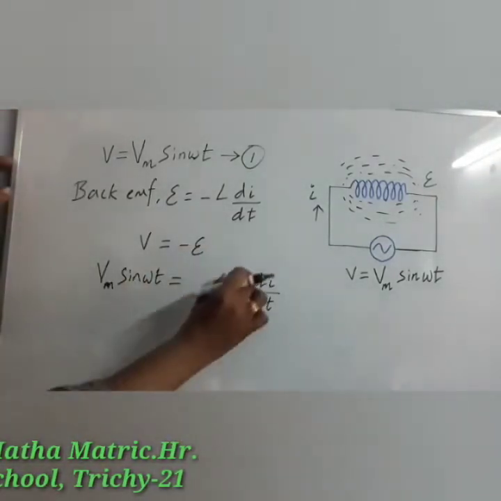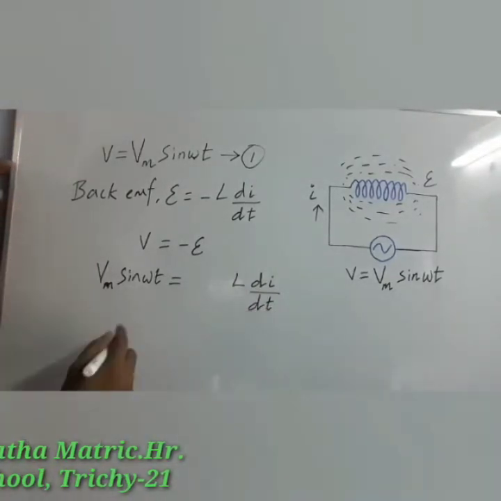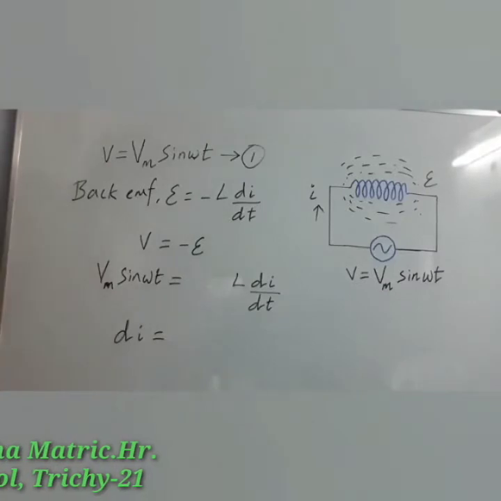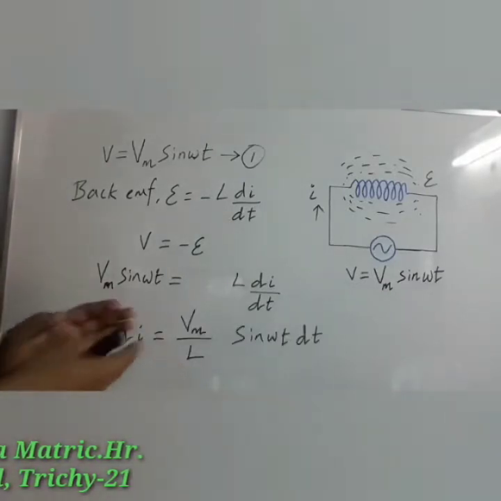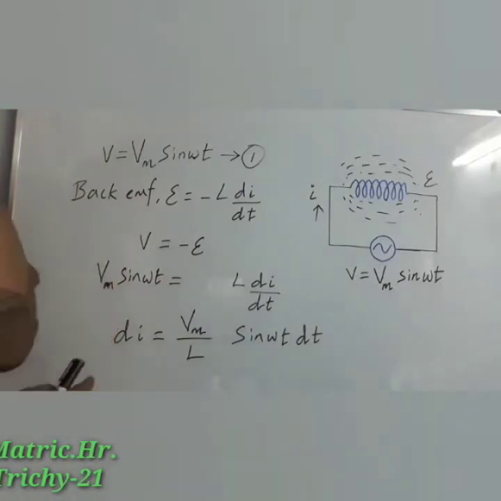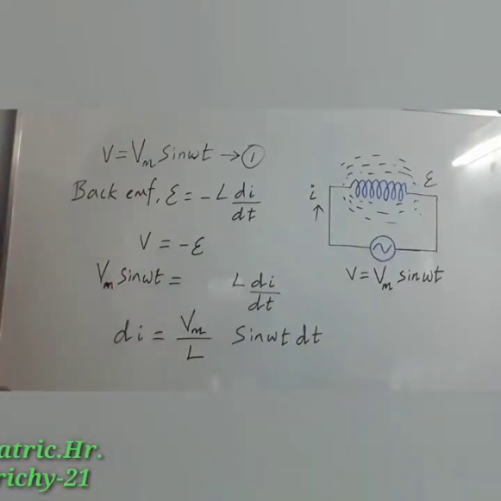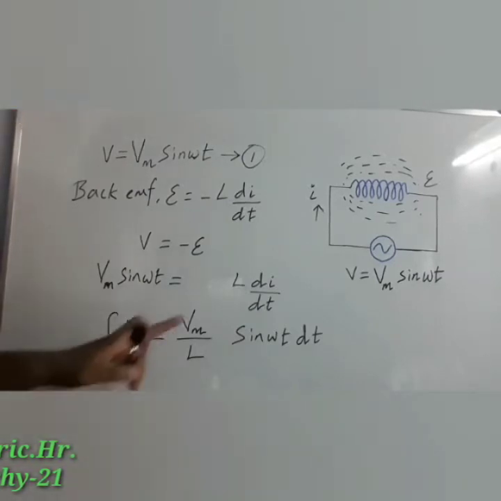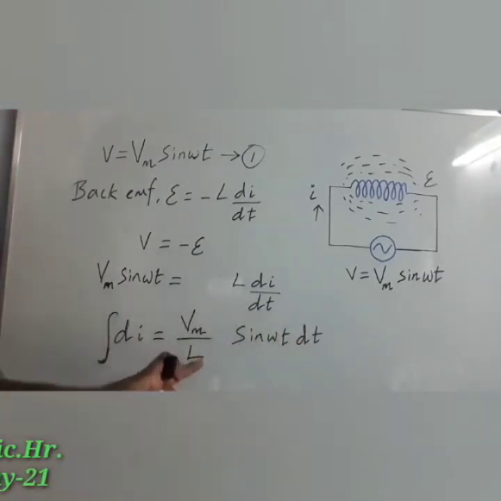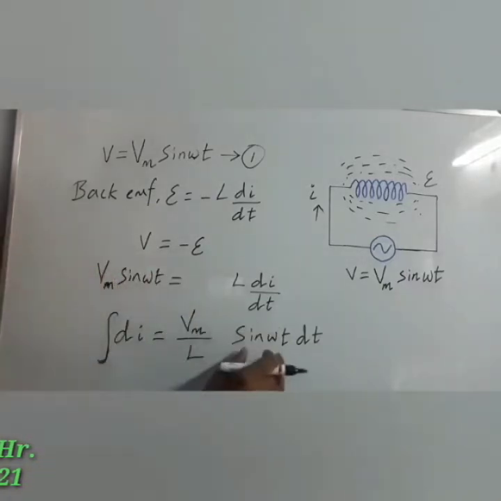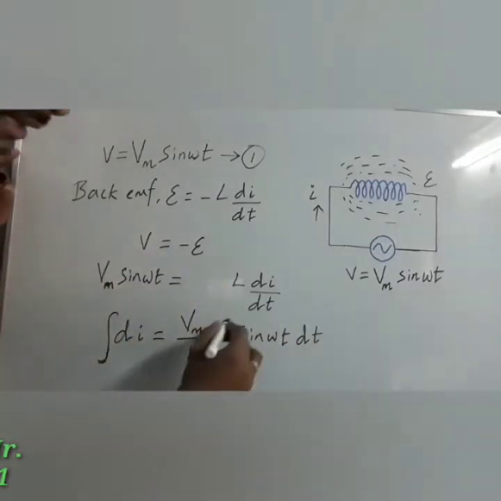After a slight modification, we are going to find the di value, the current value. So di is equal to, taking the other two terms to this side, Vm by L into sin omega t dt. Here I have written the value of di. To get the current value, we have to integrate both sides. Integrating di, I can get the value of i. Here Vm by L is a constant value, so it need not be integrated and can be taken outside. Only sin omega t dt needs to be integrated.